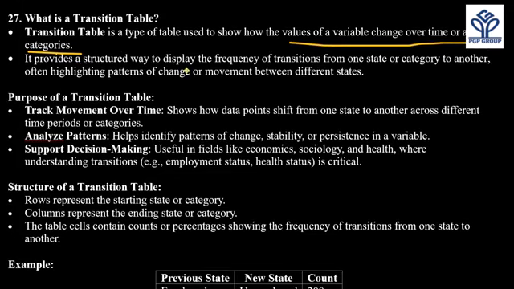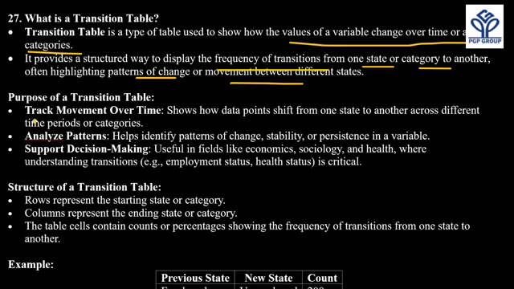It provides a structured way to display the frequency of transitions from one state to another state, or from one category to another category, highlighting the pattern of the change or the movement between the different states. So from one state to another state, how the data keeps on changing. That is called the transition table. What is the purpose of a transition table? You need not read this point. It will make you understand how the data keeps on changing. The value may increase or the value may decrease, but you can understand how things are moving. So that is the transition table.